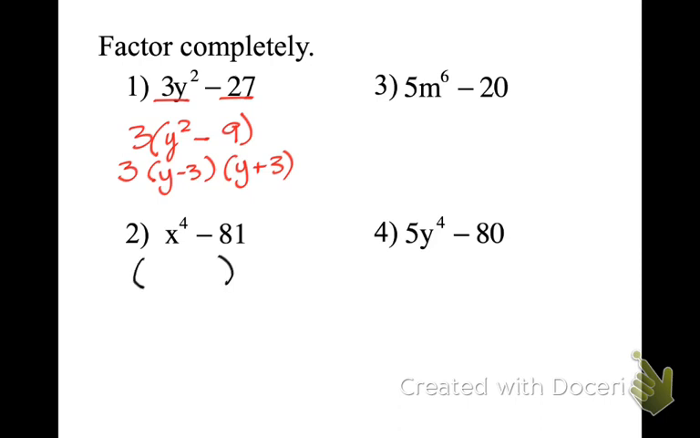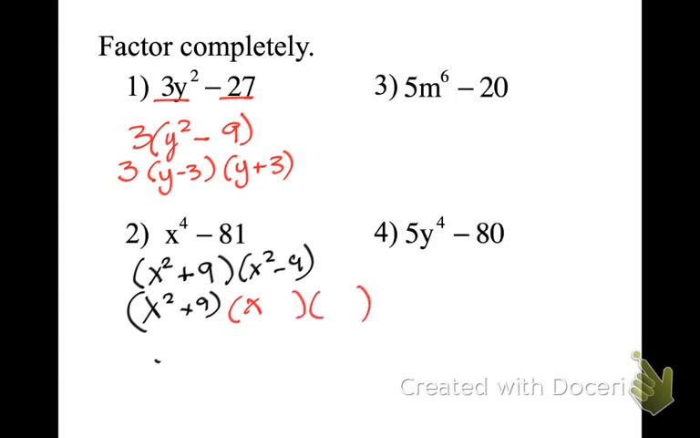Number 2. Okay, so that would be x squared minus 9 times the quantity of x squared plus 9. Are we done? No, the first one, we're going to keep it. X squared plus 9. And then the second one factors to what, Ashley? We don't write x times x. Oh, so it would be x plus 3 times x minus 3.